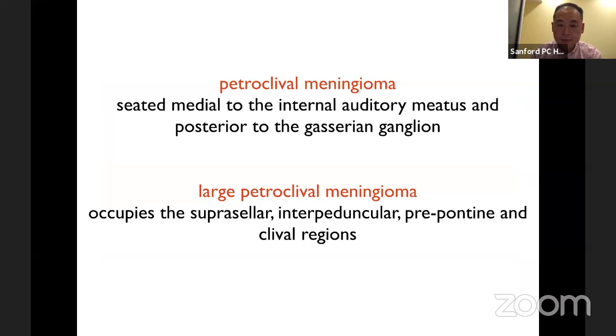At this level, the most difficult one is the petroclival meningioma, because this tumor usually sits medial to the internal auditory meatus and the posterior Gasserian ganglion, like recently shown, the 7-8 nerve relation to the trigeminal nerve. Usually a large petroclival meningioma occupies the suprasellar region, interpeduncular fossa, prepontine space, and lower clival regions. So to deal with a large petroclival meningioma, you need all the techniques involving level one, level two, level three, and even level four.